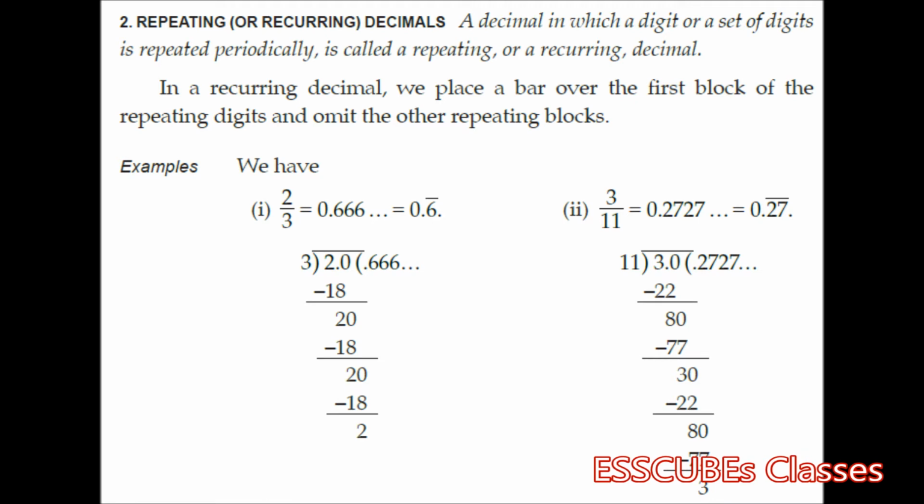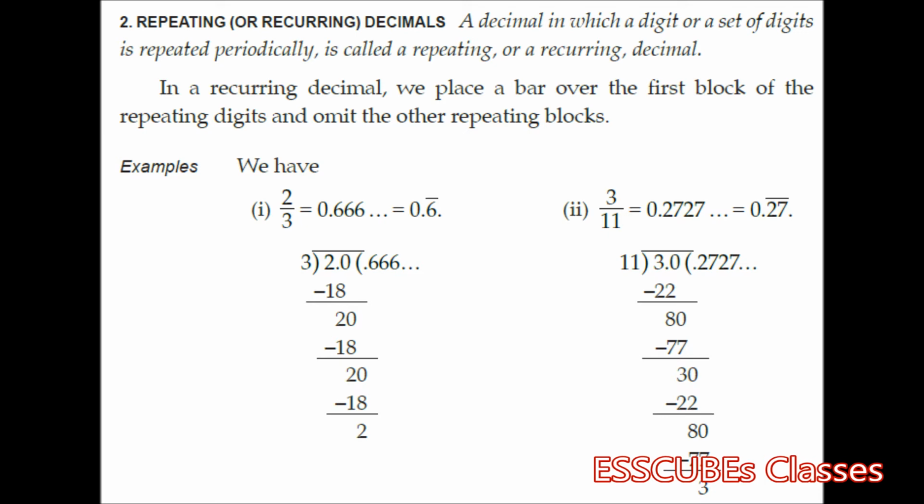Let us see what are repeating or recurring decimals. Well, the word recurring comes from the word reoccurring. A decimal in which a digit or a set of digits is repeated periodically is called a repeating or a recurring decimal. In a recurring decimal, we place a bar over the first block of repeating digits and omit the other repeating blocks. Suppose we have 2 by 3.